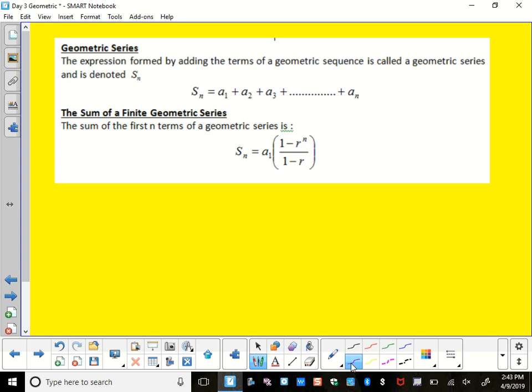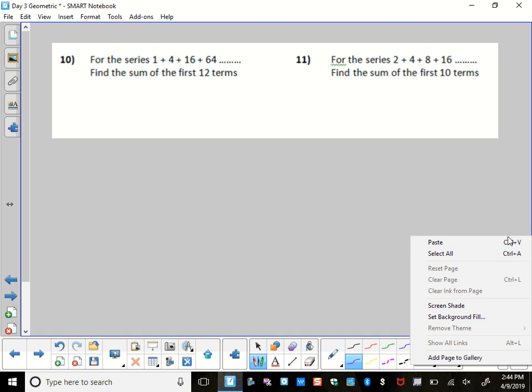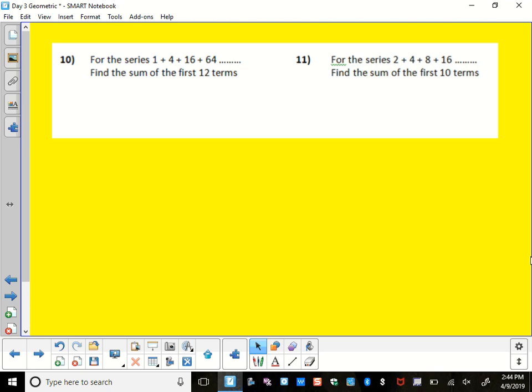So here's what I want you guys to do. Turn the page. And it says for the series 1 plus 4 plus 16 plus 64, so forth and so forth, find the sum of the first 12 terms. So here's my formula.